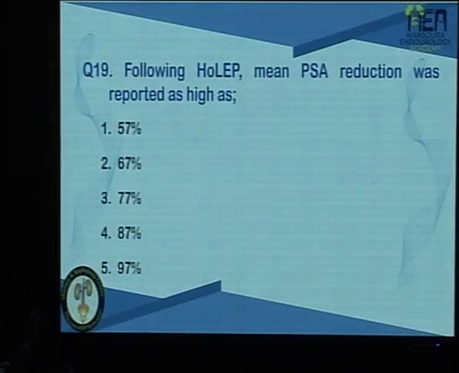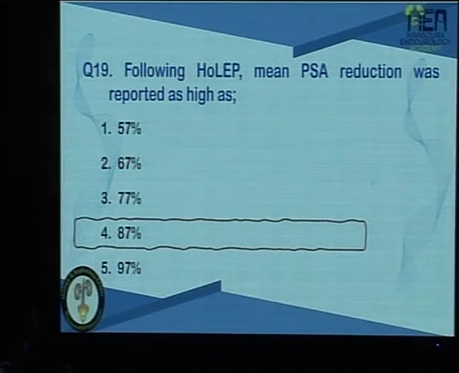So let's come to the numbers. Following HoLEP, mean PSA reduction is reported to be as high as 87%. As we mentioned yesterday, one of the pentafecta was the efficacy, and the efficacy can be proven clinically, by laboratory, cystoscopic, and imaging. Laboratory, by the evidence of reduced PSA after HoLEP to 87% of the original PSA.